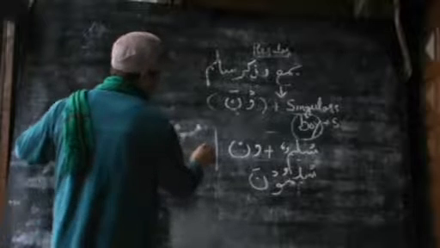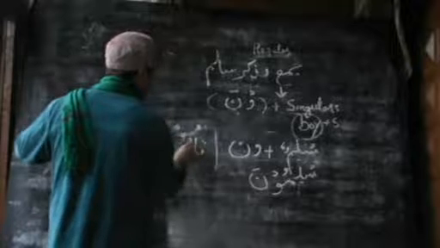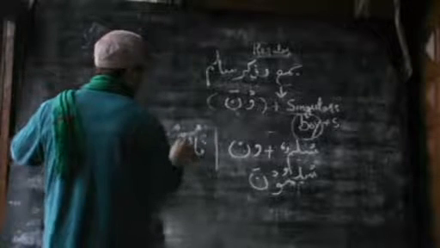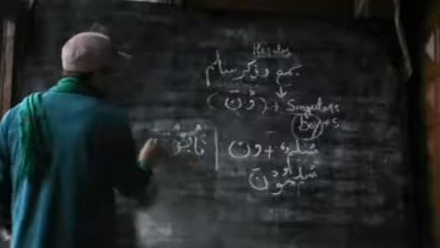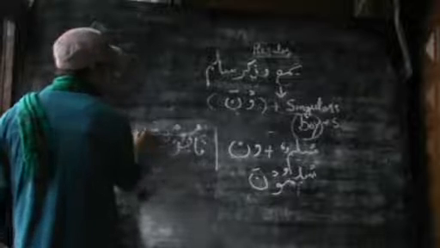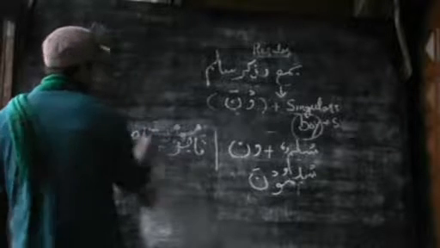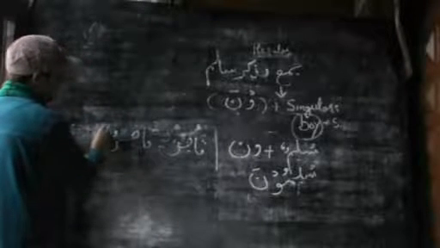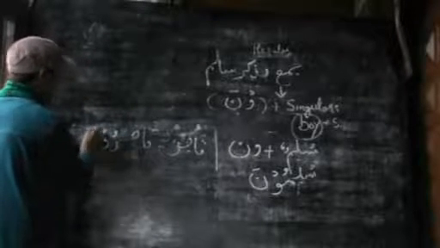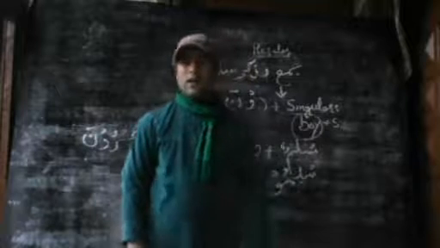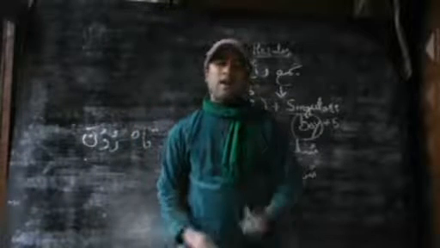Yeah, we have here kasirun, and it becomes ka according to this rule, kasir. Then we put here dhamma, and this becomes sakin, and this becomes fatha, kasiruna.